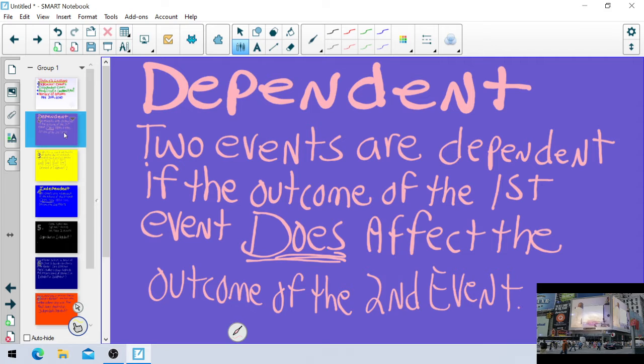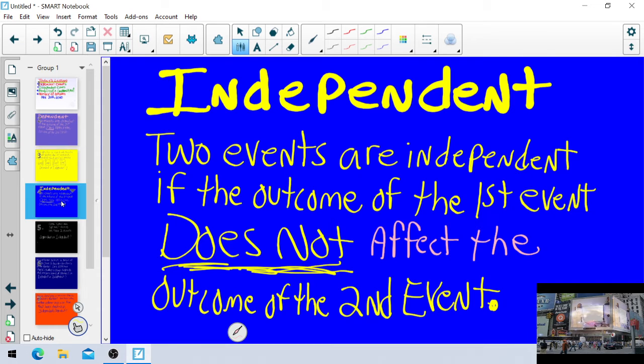A dependent event is this. Two events are dependent if the outcome of the first event does affect the outcome of the second event. So you're dependent on one another. It does affect the outcome of the second event. They are dependent. Make sure you know it.